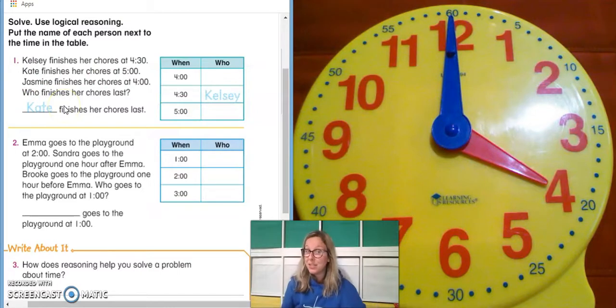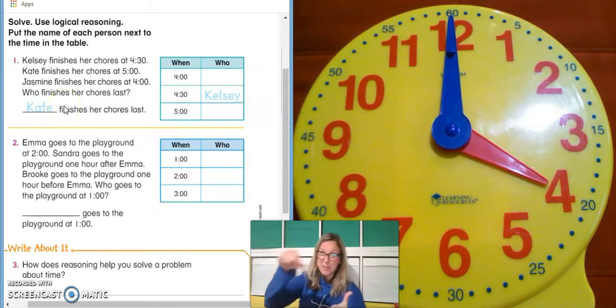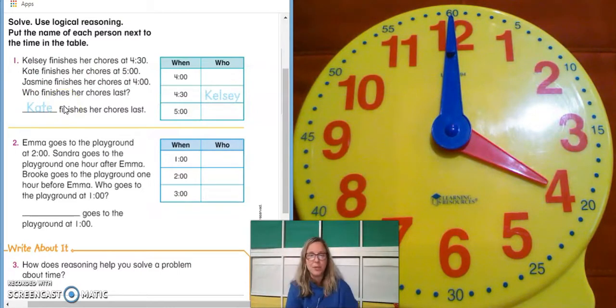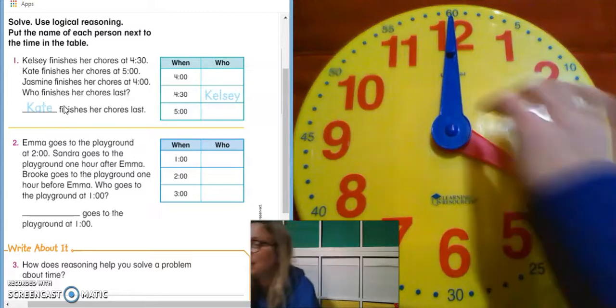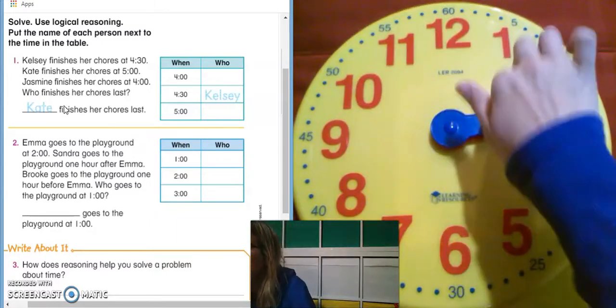Again, remember, this is a video, so if I'm moving quickly and you're taking time to write their names still, just pause it while you write their names and then unpause. Number 2 says Emma goes to the playground at 2 o'clock. So let's make our clock say 2 o'clock.